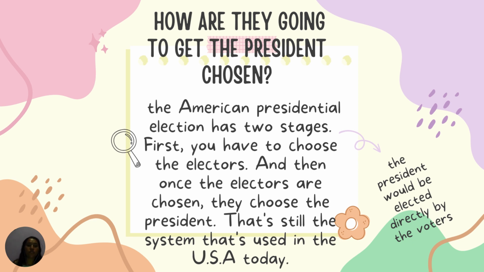How are they going to get the president chosen? The American presidential election has two stages. First, you have to choose the electors, and then once the electors are chosen, they choose the president. That's still the system that is used in the USA today.